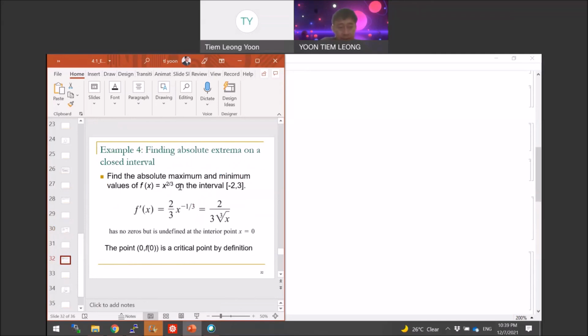Example 4 has another function that looks like this. f of x equals x to the power of 2/3, defined on the interval of -2 to 3, including -2 and 3 as well. Let's see how we can find the absolute maximum and the absolute minimum for this function within this interval.